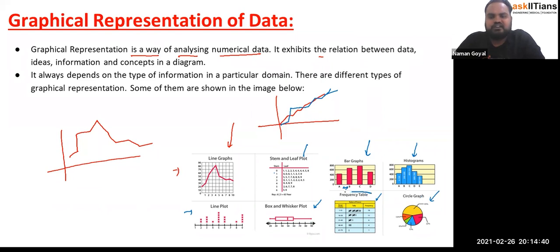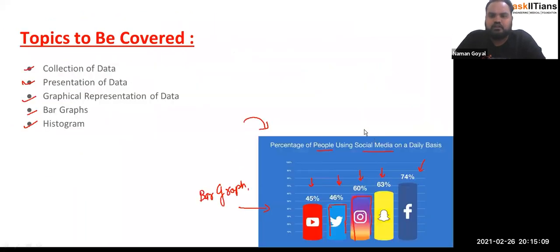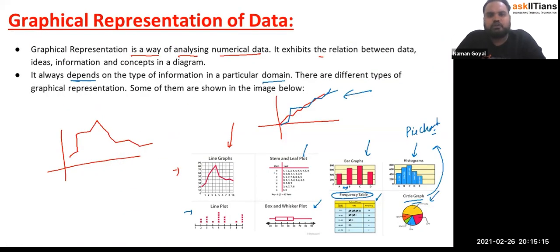In previous classes we learned how to draw the frequency table, right? And this is a circle graph, also known as a pie chart. Now, it always depends on the type of information in a particular domain. So basically it depends on what type of information you want to represent. If you want to represent these types of data, then we use a line graph. If you want to represent these types of data, then we use bar graphs. So which graph you use totally depends on the type of information you want to represent. Are you getting my point?